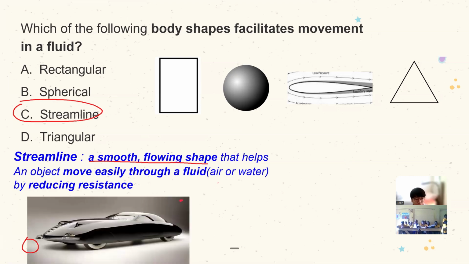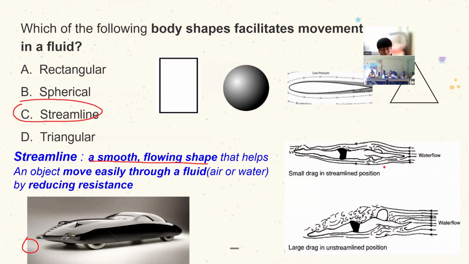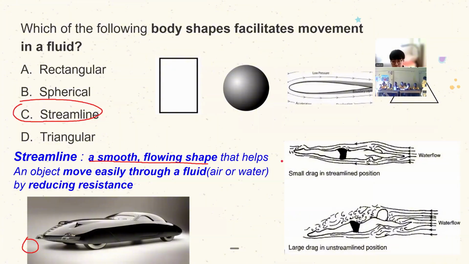If we look here, this has a streamline body shape. Same with swimmers here. If you have a streamline position, then there will be less resistance of the medium. Something that you should know is that things like cars can have a very streamlined shape, and the swimmer also needs to maintain a very streamlined shape as well. Okay.